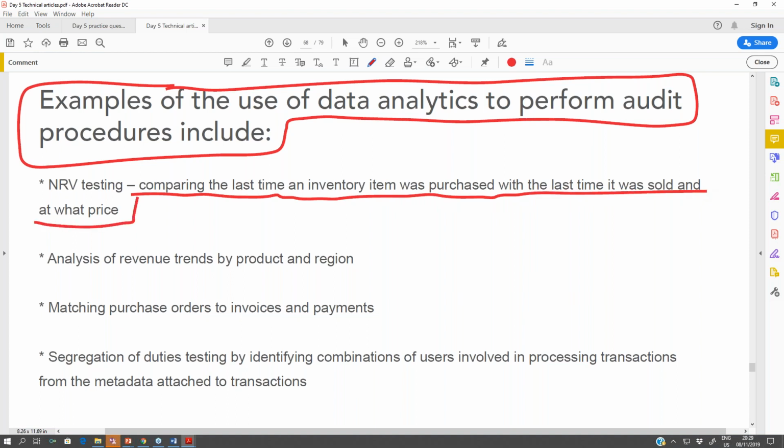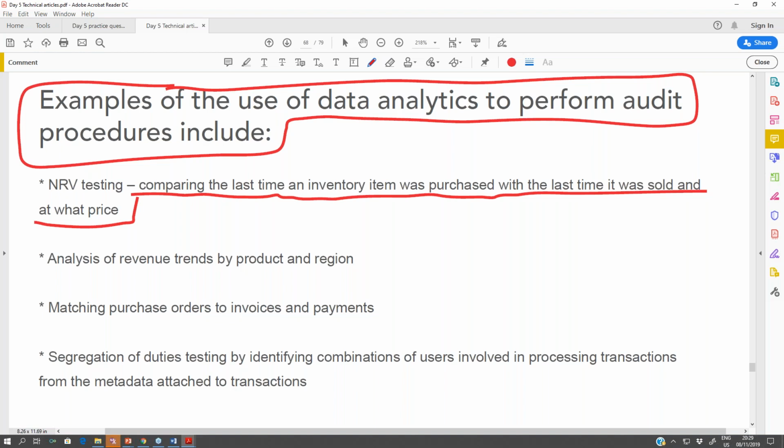So we know inventory valuation for a larger company is so difficult because in inventory valuation, we also need to determine the slow moving inventory. Now, to determine slow moving inventory, we need the last time an inventory item was purchased and the last time it was sold and at what price, right?